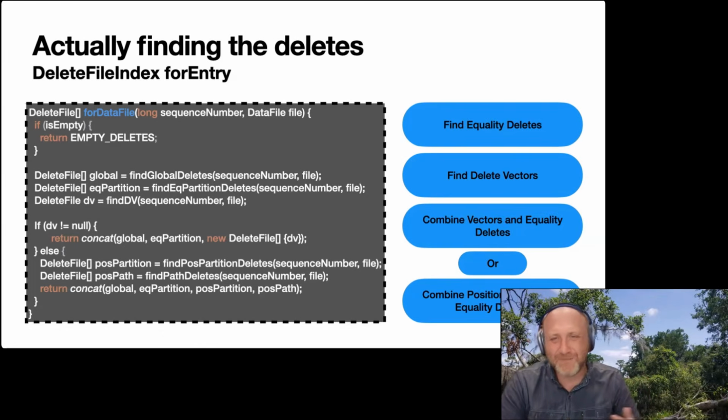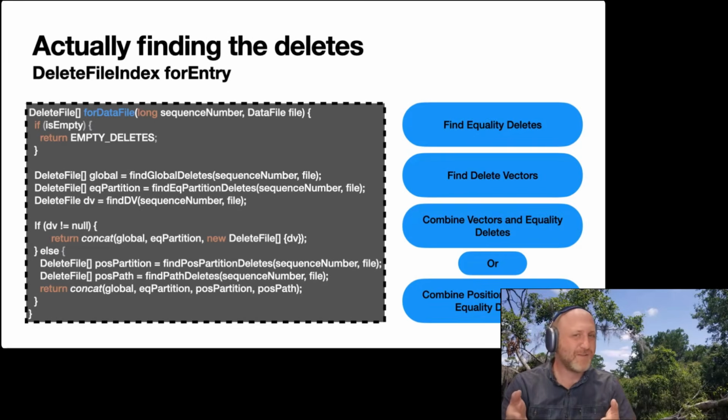Since we're running a little bit low on time, I'll go over this just kind of briefly. The first thing we do is we figure out if there's any equality deletes. That's what happens in the first two lines of global and equal partition. Those lines are basically saying I'm looking for any equality deletes, so it might apply to this data file. The only way we can do that is either we have global equality deletes that apply to every single data file, or we have ones that apply to files in a specific partition.